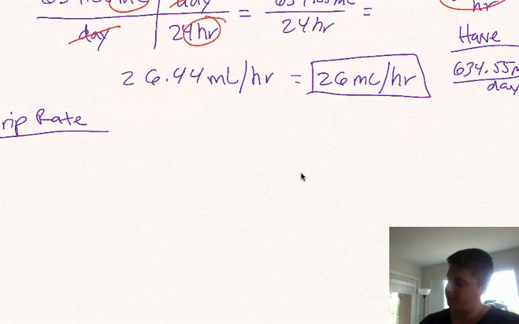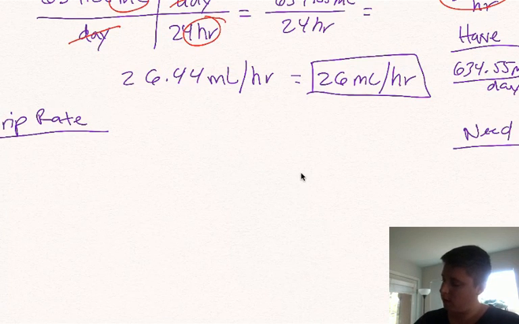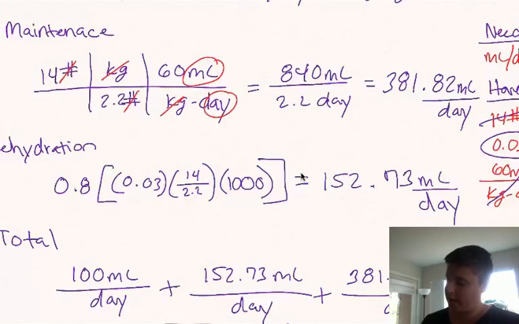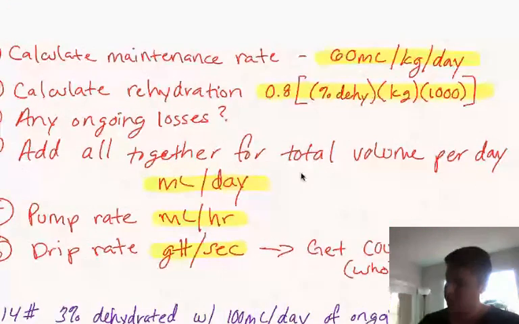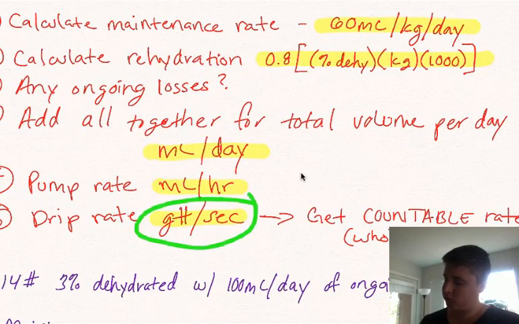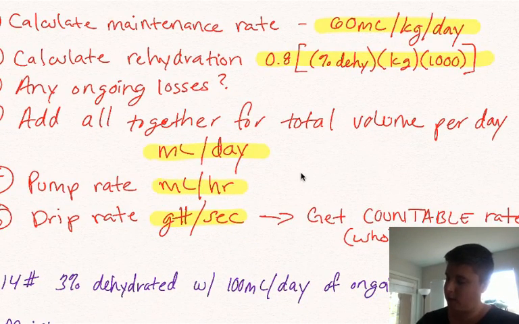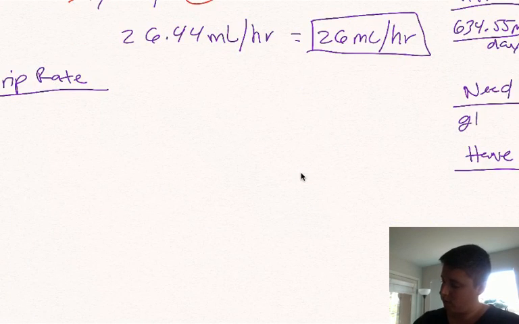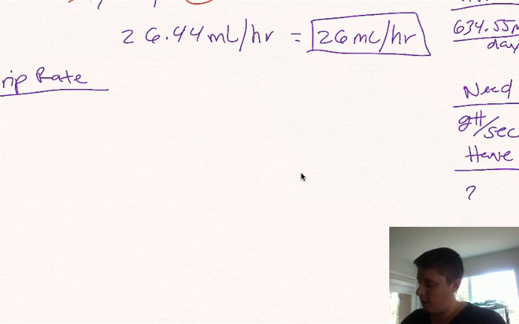Need, have. What is the unit for drip rate? Let's look at my notes. That's right, it's drops per second. So I've got to get all the way down to drops per second, GTT per second. And what do I have? Well, I have 26 milliliters per hour.